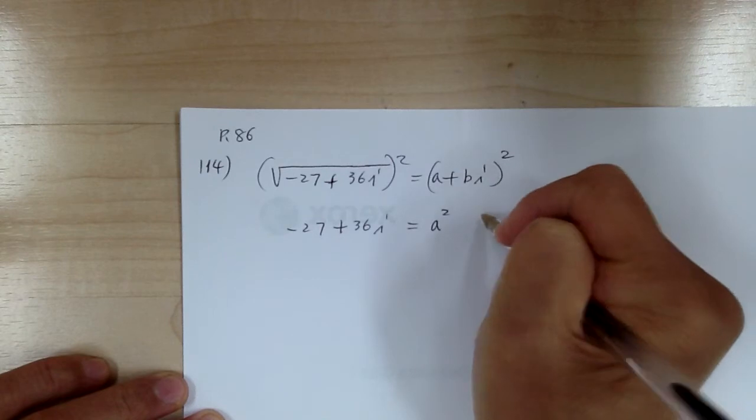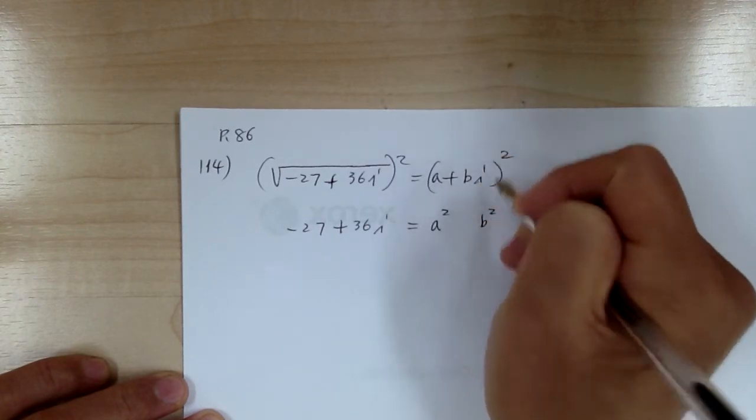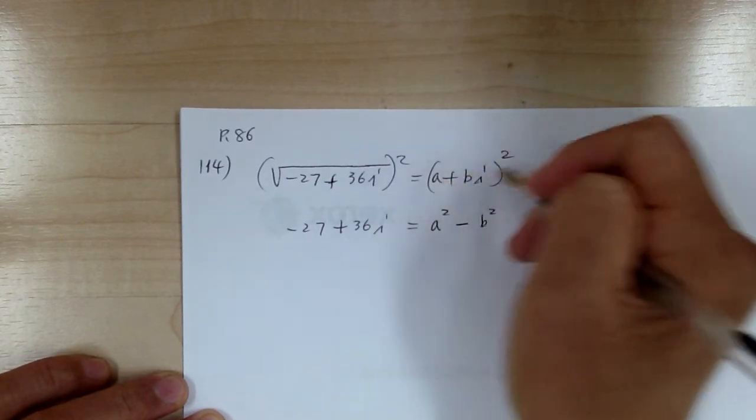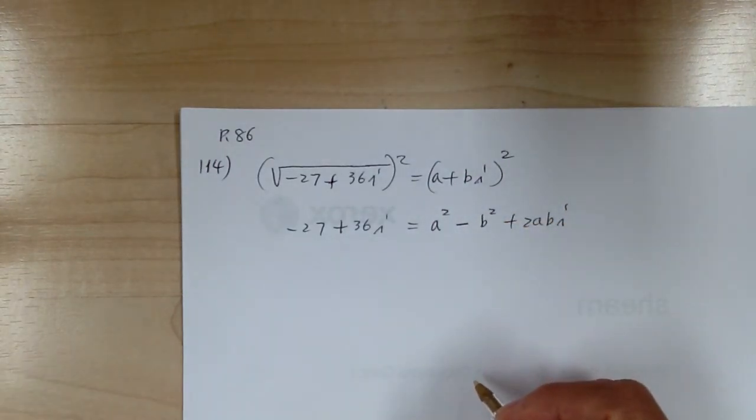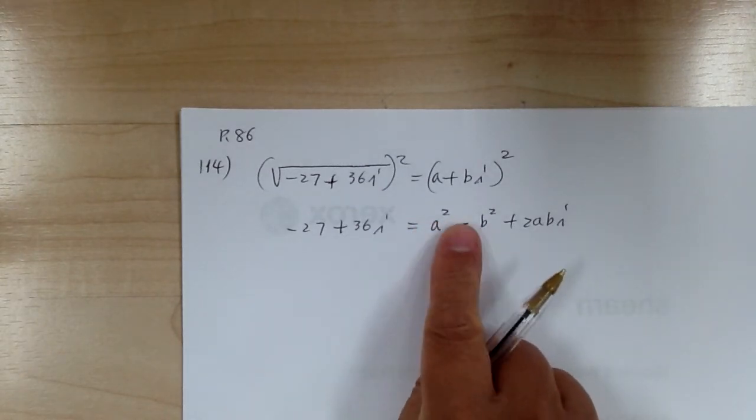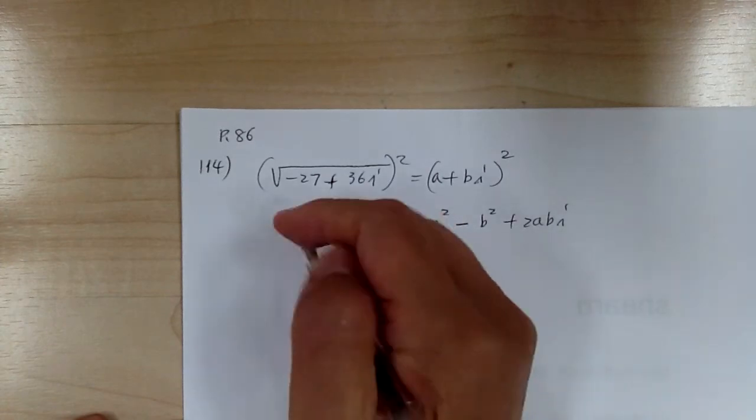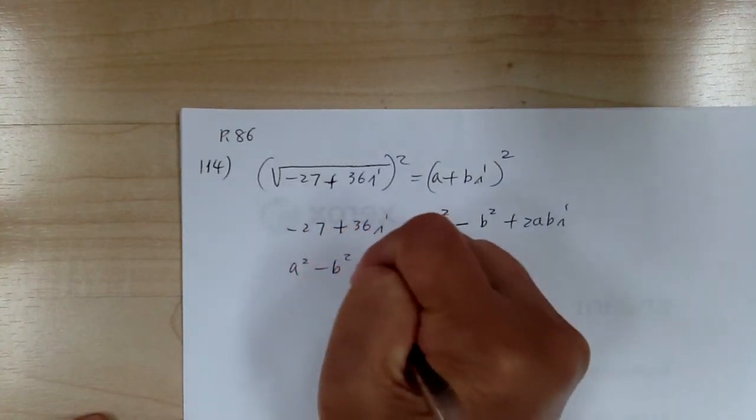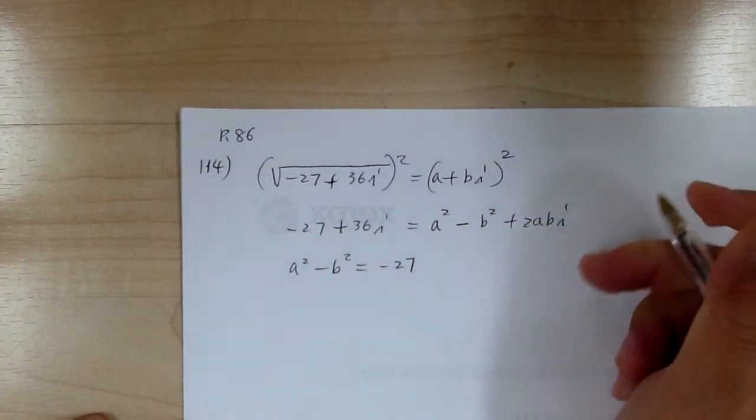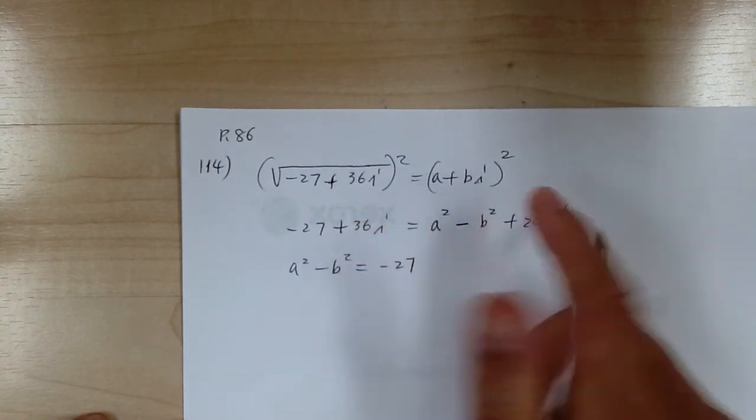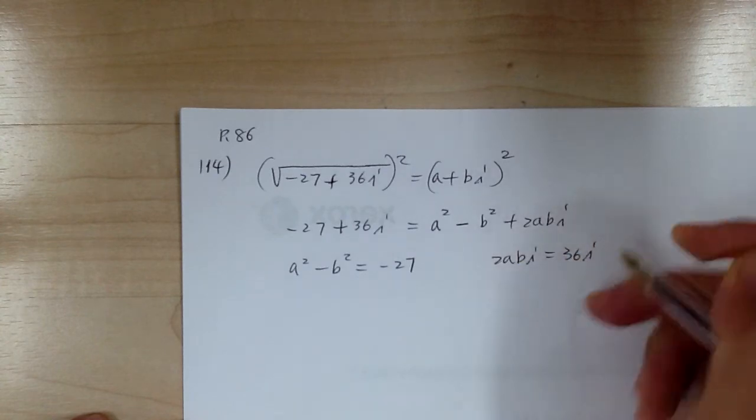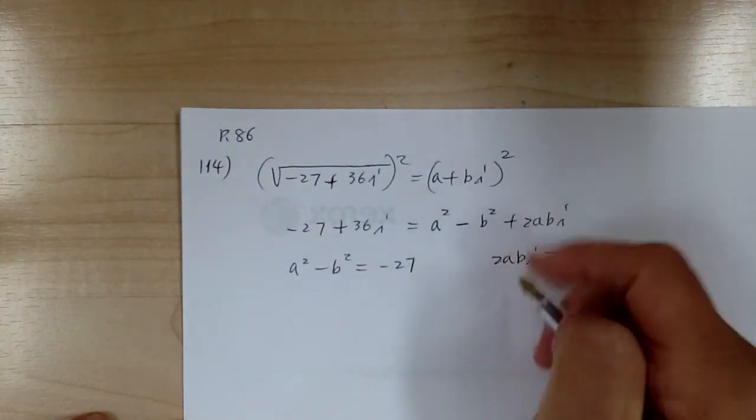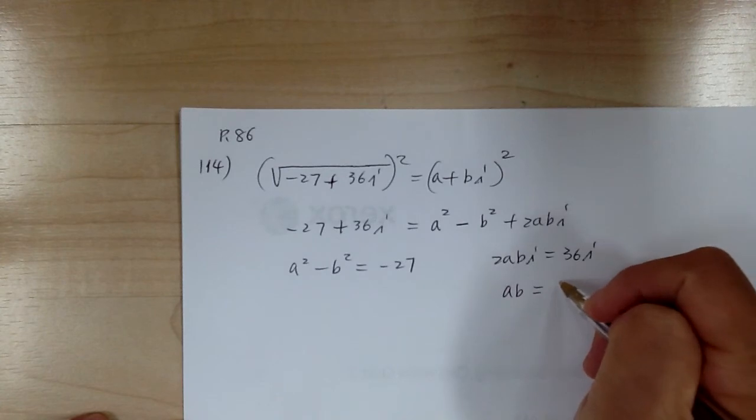And now this is going to give you b squared, but i squared will give you -1, so it would be minus. And the middle term would be plus 2abi. Okay, so now go and do the matching. So the nice integer part is this over here equal to that. So a squared minus b squared equal to -27. And the imaginary part will match up. So you've got 2abi equal to 36i. Now over here I'm going to divide by 2i. So I get ab equal to 18.